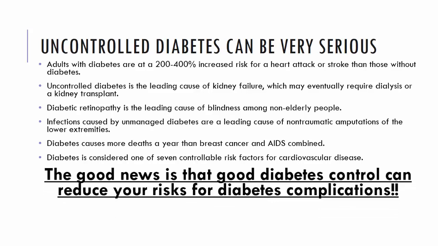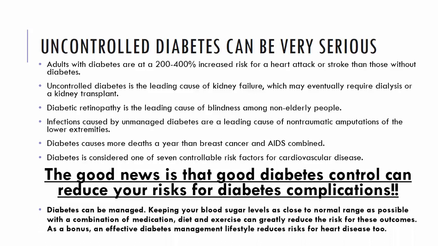The good news is that good diabetes control can reduce your risk factors for a lot of these diabetic complications. Diabetes can be managed. Keeping our blood sugar levels as close to normal range as possible with a combination of medication, diet, and exercise can greatly reduce the risk for these outcomes. As a bonus, an effective diabetes management lifestyle reduces the risks for heart disease as well.